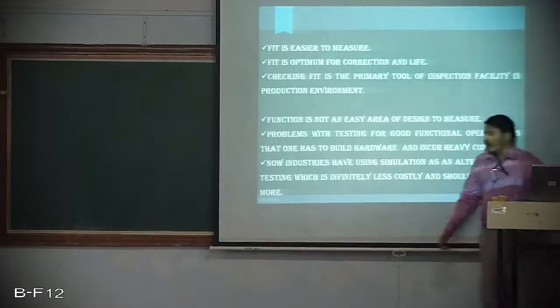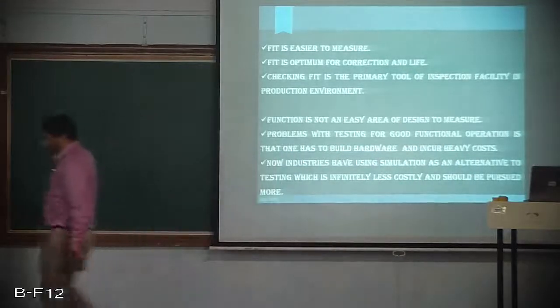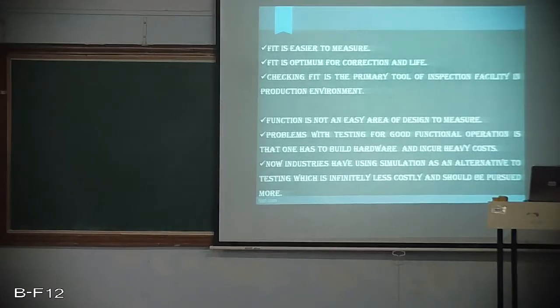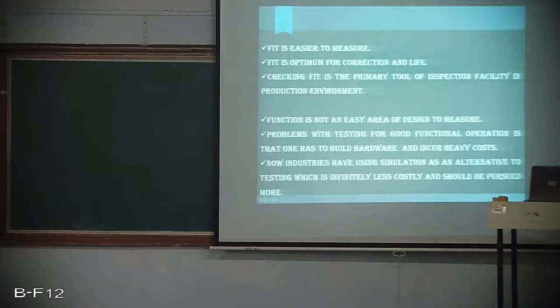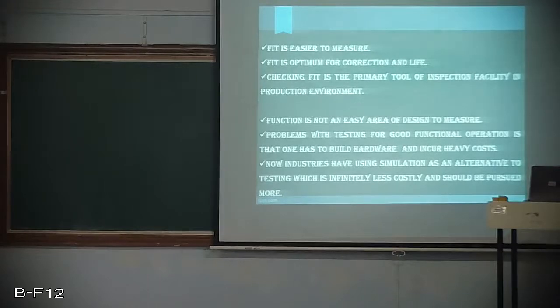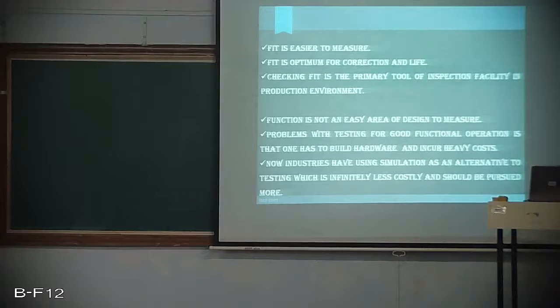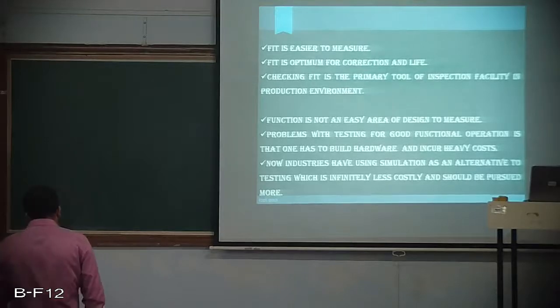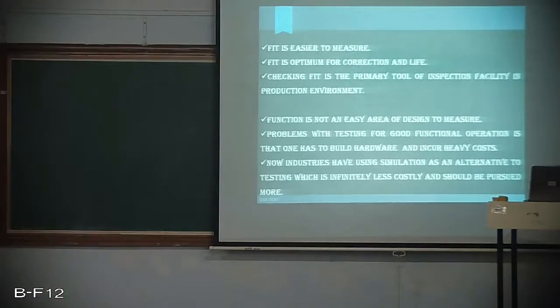Next, fit. Fit is very easy to measure because there are a whole lot of devices which are used for measuring the fit. If it doesn't fit, then obviously there will be no particular function associated with that product. Fit is optimum for correction and life. That is true. Fit is very much optimum for the particular correction of a particular product, and it also defines the life of the particular product. Checking fit is the primary tool for inspection facility in a production environment. So basically, there are design instruments which are used to check the fit or the closeness of the fit in any particular assembly.